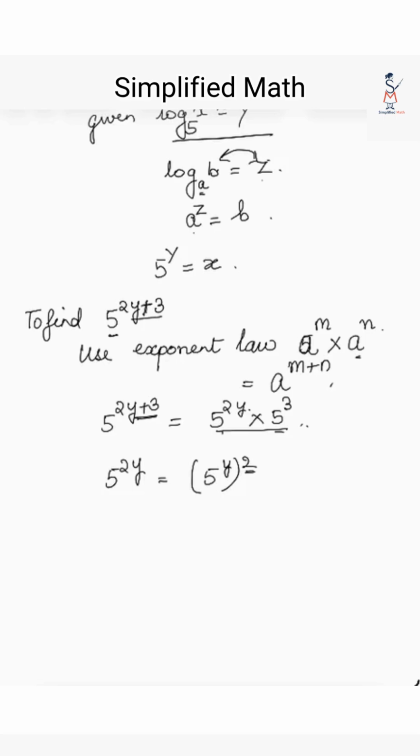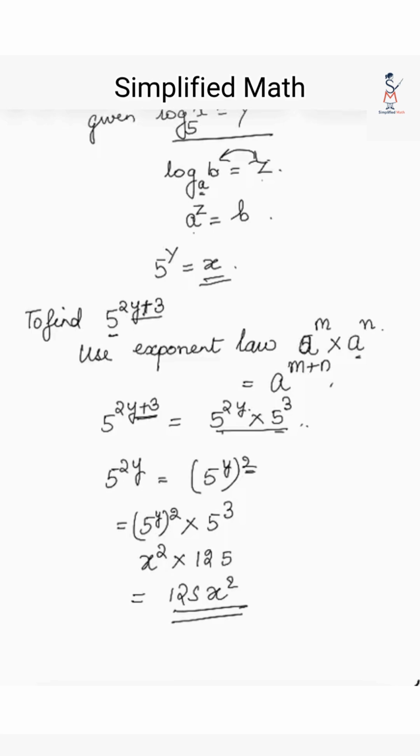Fine. 5 to the power y together, and the whole thing's power is 2. So we can write this as 5 to the power y, the whole to the power 2, into 5 raised to the power 3. Now 5 to the power y we found as x. So this will become x square into 5 into 5 into 5 is 125. So this will become 125 x square.